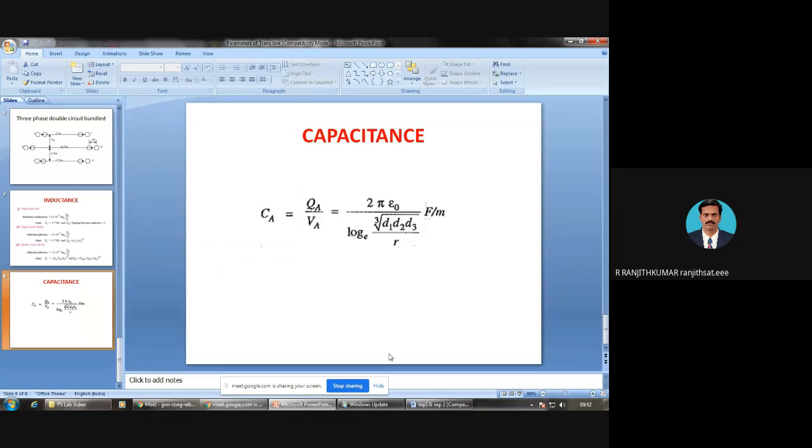This is the formula for capacitance. So 2 pi epsilon naught divided by ln of Dm by Ds. It is similar to what you have used in T and D. Take down this. Now we are going to solve the problem.